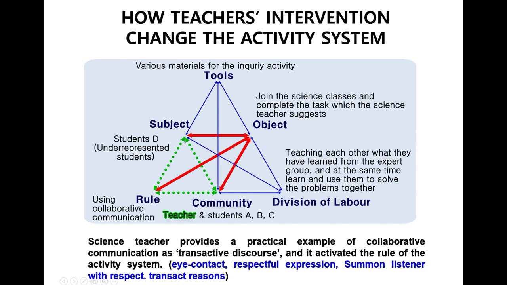After that, the teacher provided practical examples of how to express themselves, which would decrease the tension and conflicts between them. When the science teacher showed them how eye contact, respectful expressions, and sharing the reasons for their ideas and behavior worked, they knew how they could have a good relationship. This practical example helped them understand the need to keep the rules of this class. Therefore, more and more students started practicing collaborative communication.